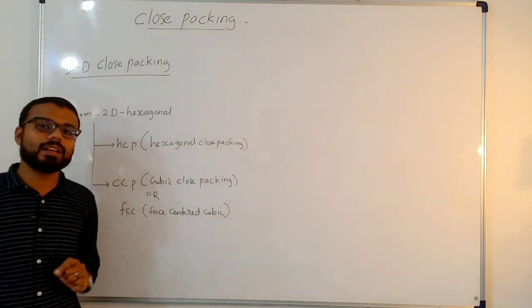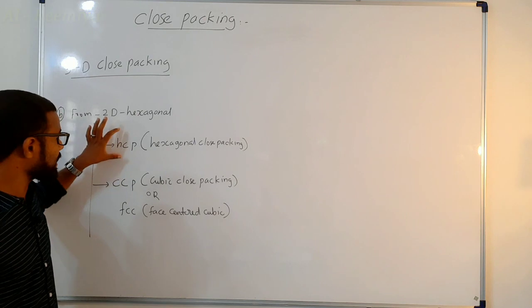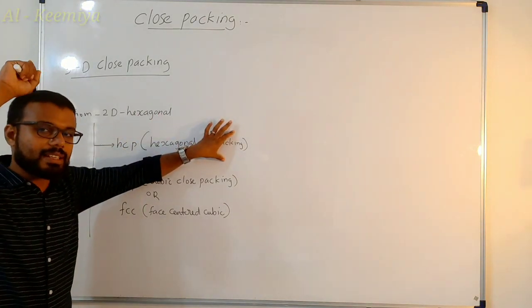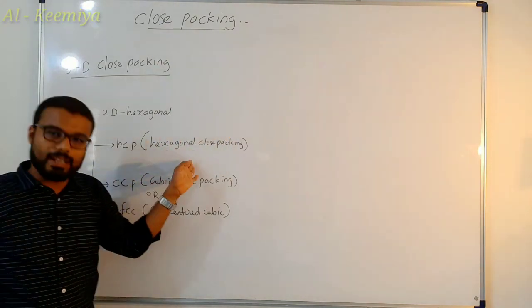Now second type, three-dimensional close packing from two-dimensional hexagonal close packing. Two-dimensional hexagonal close packing is again classified into 2 types. That is HCP, that is hexagonal close packing. Already we discussed one hexagonal close packing, that is in two-dimensional. Three-dimensional also we have one hexagonal close packing.